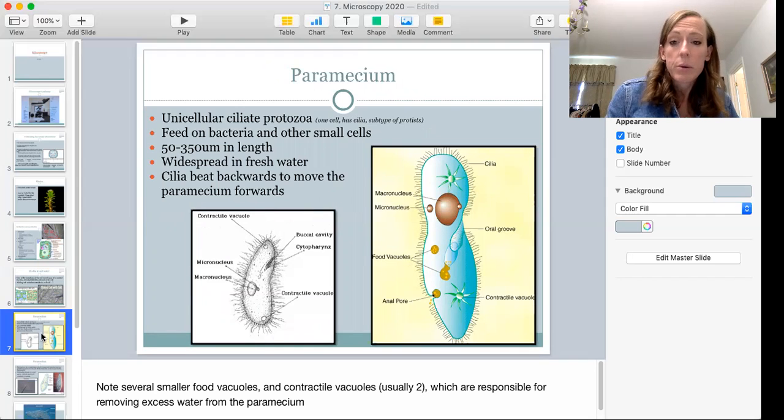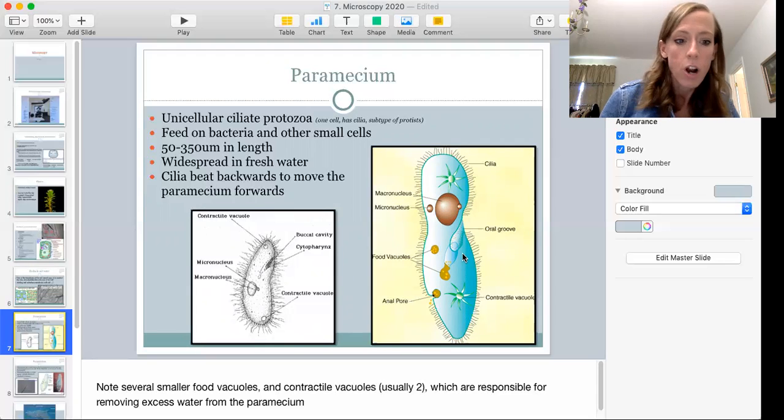The second organism that we're going to take a look at is the Paramecium. The Paramecium is a one-celled, ciliated, so one cell, ciliated subtype of protists. So cilia are the little hairs on the outside. Of course, it's one cell. They live in freshwater environments. They feed on bacteria and other small cells present in that pond water. They can vary in length from 50 to 350-ish micrometers. And the cilia are what help them move through the water. They beat to move the Paramecium backwards and forwards through the water.